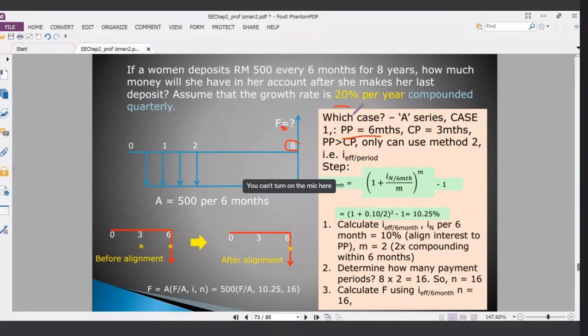And the annual I is 20% compounded quarterly. So the compounding period is 3 months. So in this case, the payment period is greater than compounding period. So we can use this I effective. So you need to determine the I effective for the period of 6 months. Why? Period of 6 months, because payment happens every 6 months. Understand?